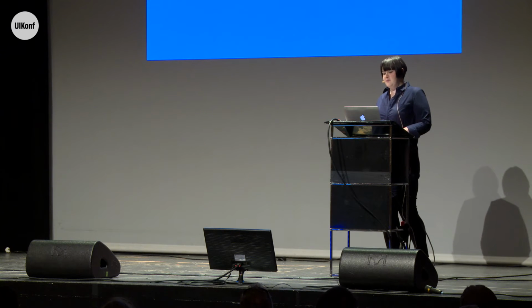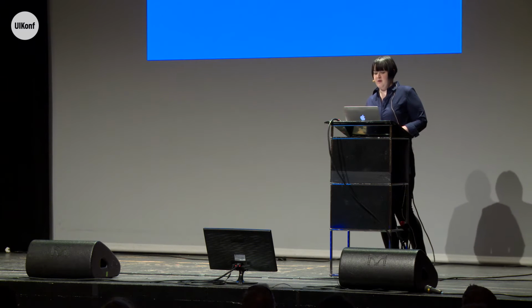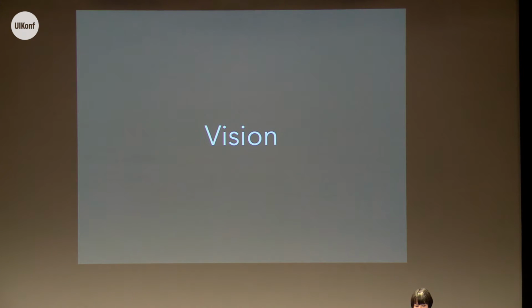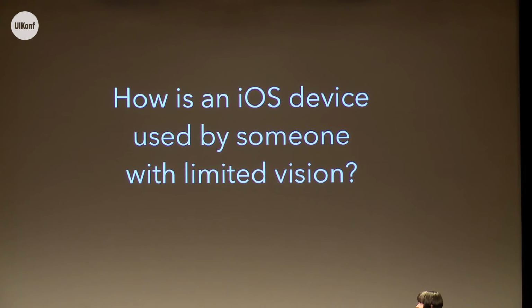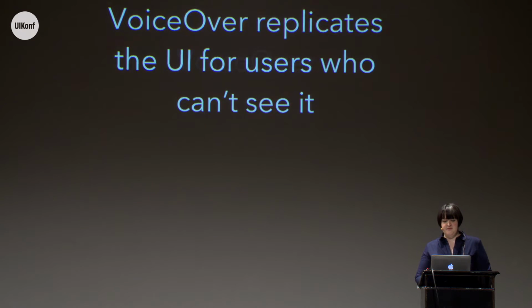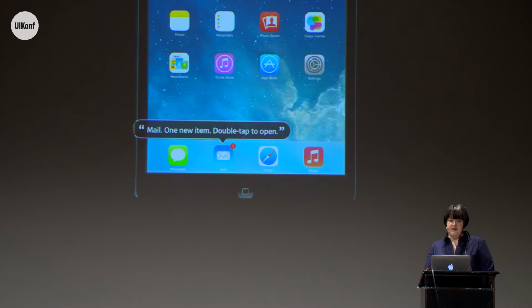So what are some things that we can do in iOS to do more for accessibility? How do people with vision problems use an iOS device? Well, they mostly use VoiceOver on iOS and OS X, and also on the iPod Shuffle back in the day. And VoiceOver is a screen reading technology. So it replicates the UI for people who can't see it.